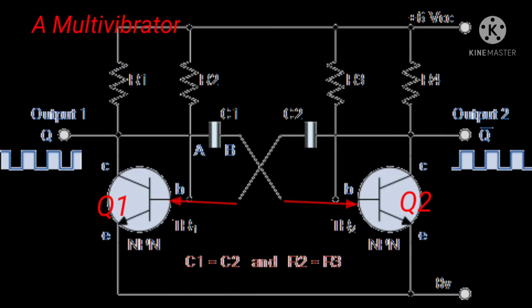This is a multivibrator. The basic transistor circuit for a multivibrator produces a square wave output from a pair of grounded emitter cross-coupled transistors. Both transistors, either NPN or PNP in the multivibrator, are biased for linear operation and are operated as common emitter amplifiers with positive feedback.